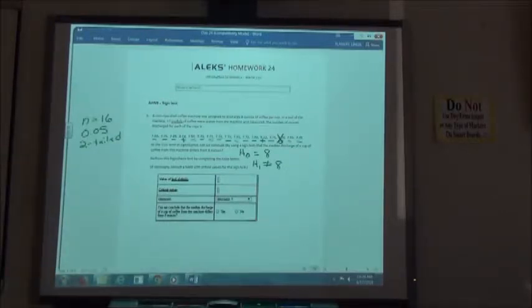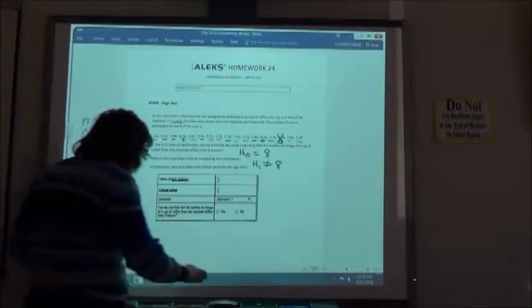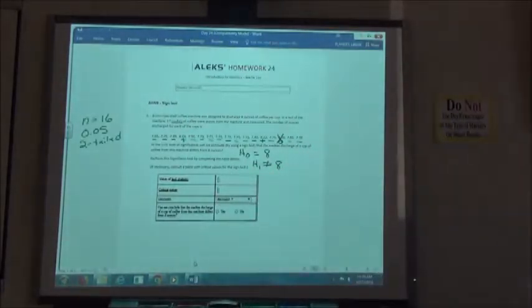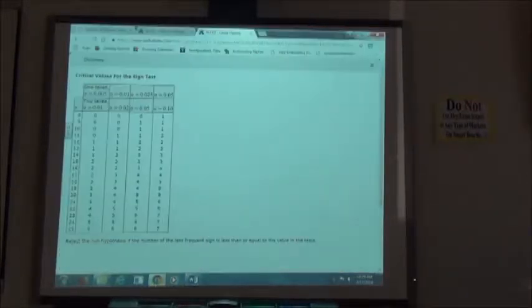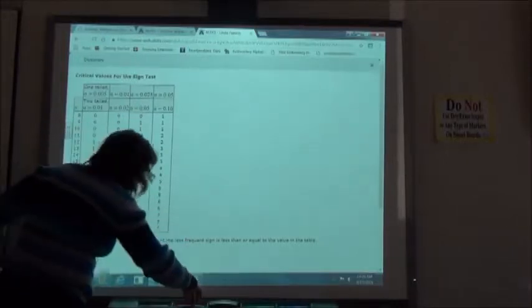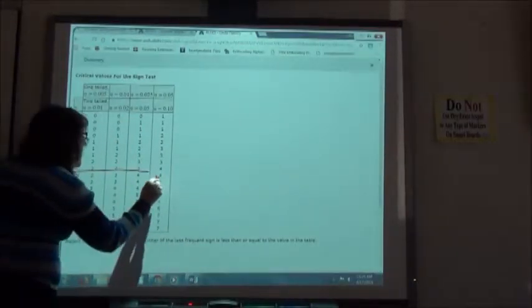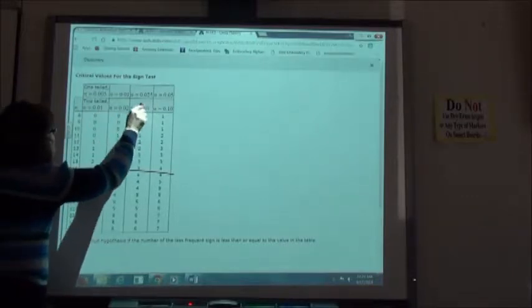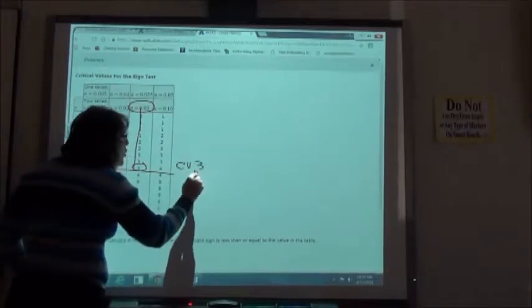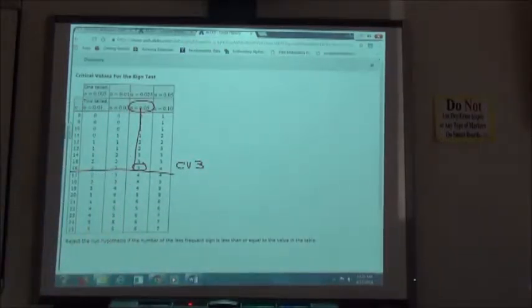That's probably going to erase all of my writing, but I'm going to flip over to that table just so you can see where we get that number from. And so here's my number. If I look at 16, two-tailed test, so here's my 16. I'm doing a two-tailed test with a 0.05 level of significance. So my critical value is going to be 3. Okay?